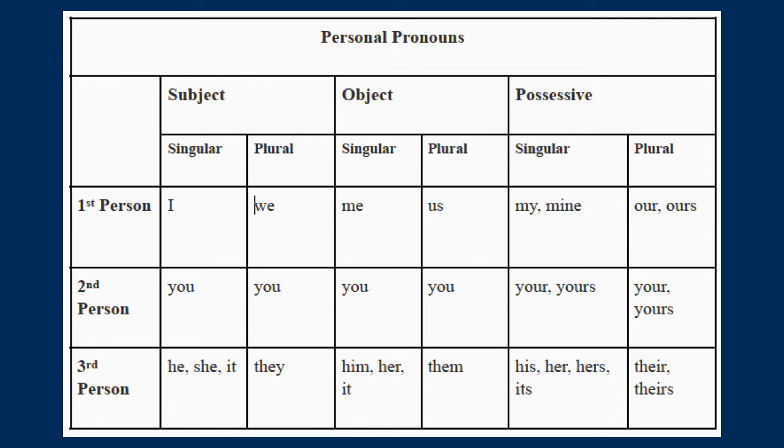This chart might look complicated, but these are already things that you are familiar with, and it will be very easy for you to use them. Just keep in mind that personal pronouns are of first person, second person, and third person. They can be singular or plural, and they can be used in the subject position, in the object position, or in the possessive case. Now let us look at some other kinds of pronouns.